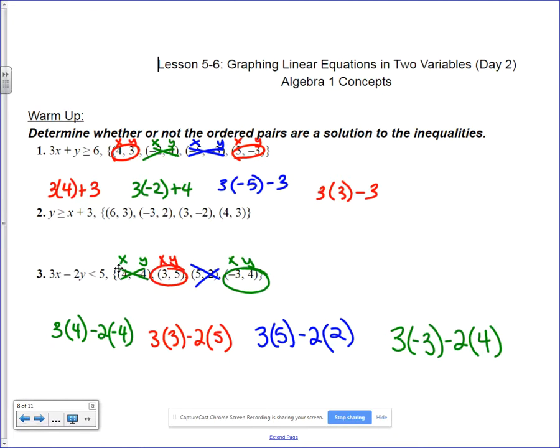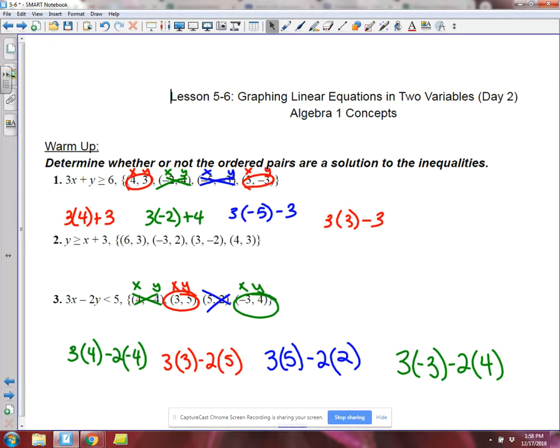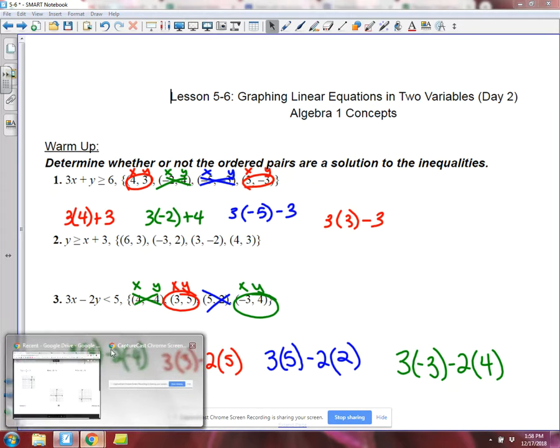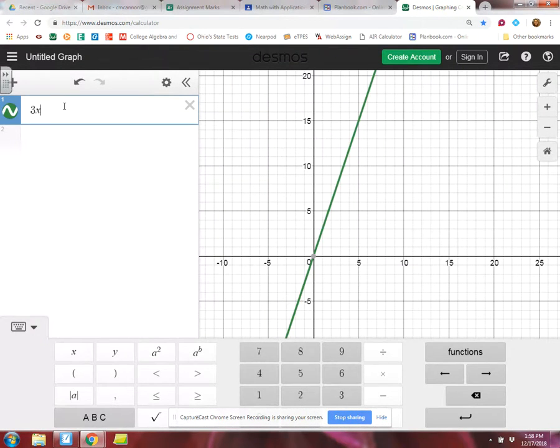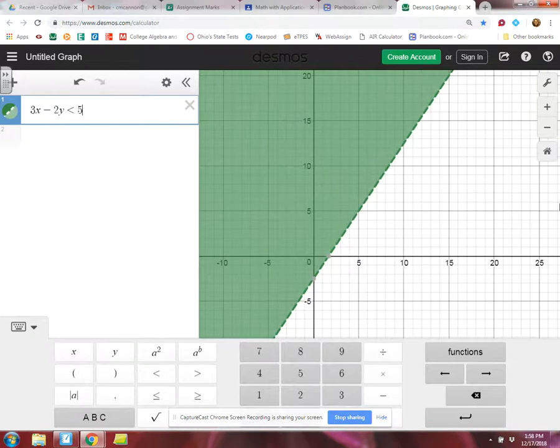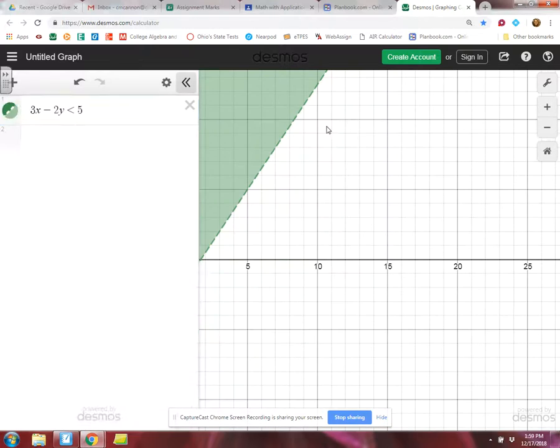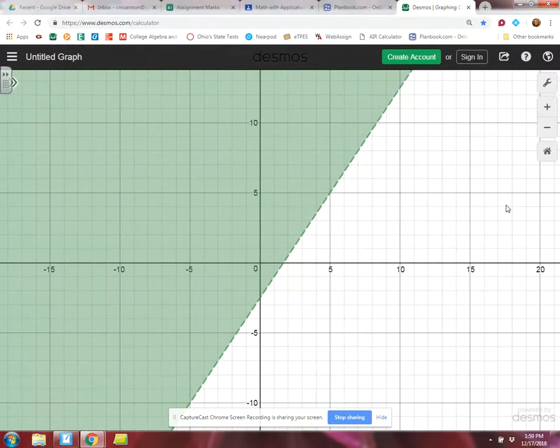So you guys keep yours there. I'm going to need somebody to read this equation back to me, and I want to show you how this graphing calculator works. You'll read it to me? Okay, I'm ready. Okay. If you look, Desmos will graph this thing and shade it for you.